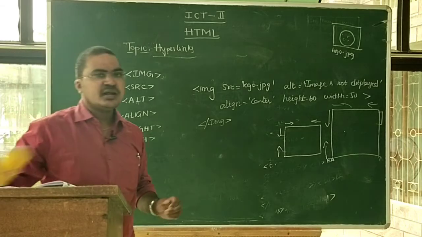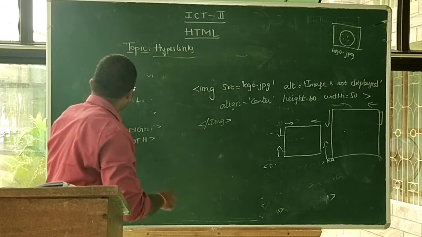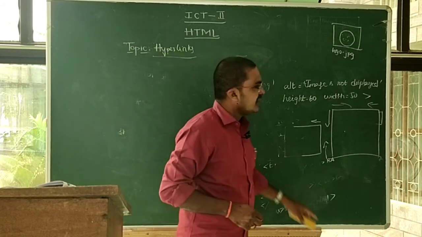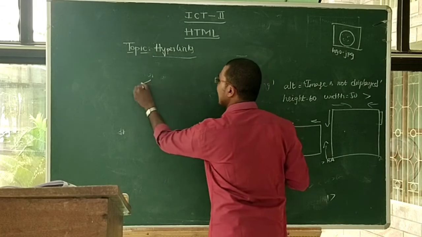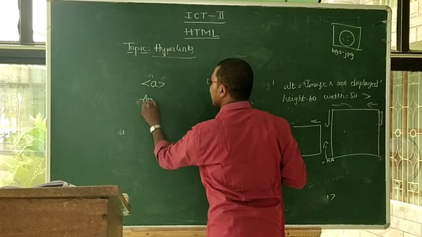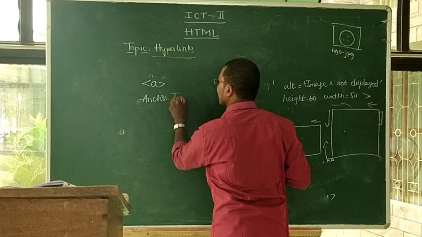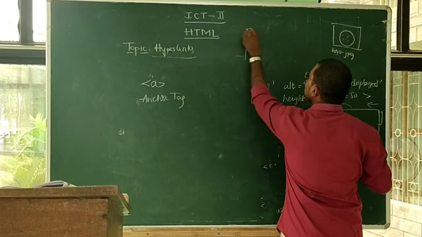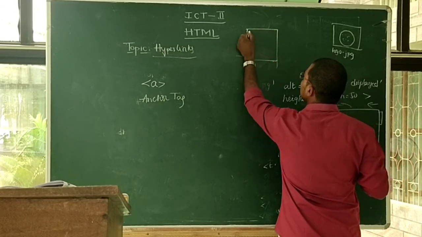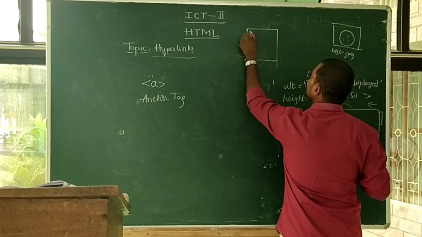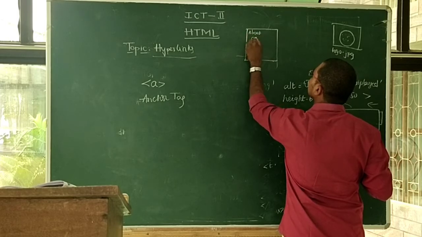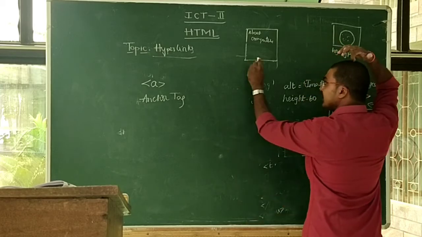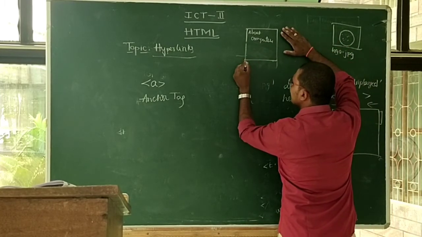If you want to create this kind of hyperlink, create hyperlinks with the help of the A tag. A for anchor tag. For example, I want to create a file. This file contains information about computers, very briefly. This file contains the entire brief information about computers.